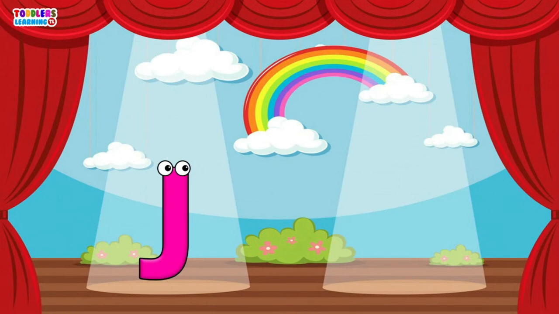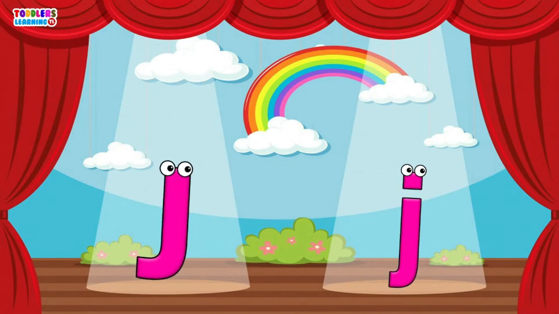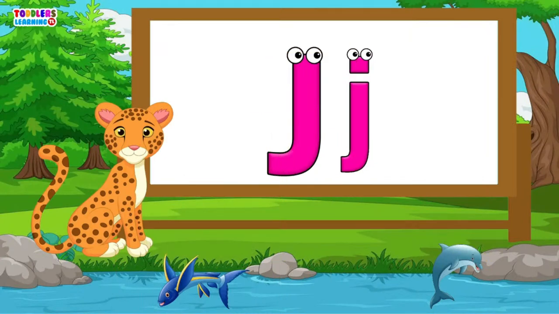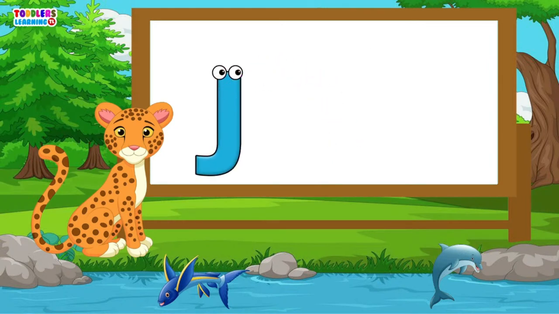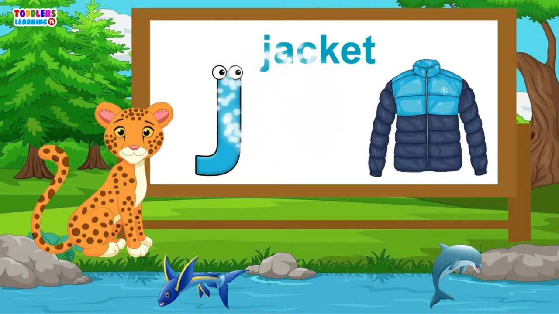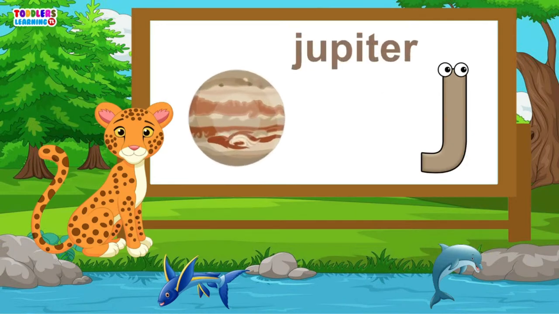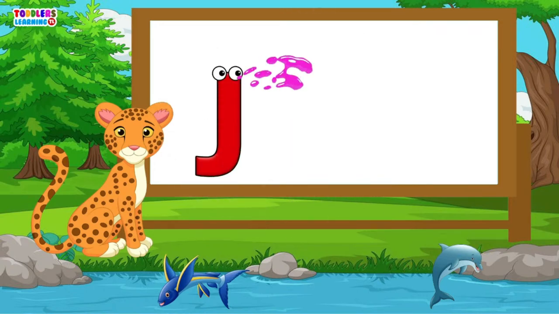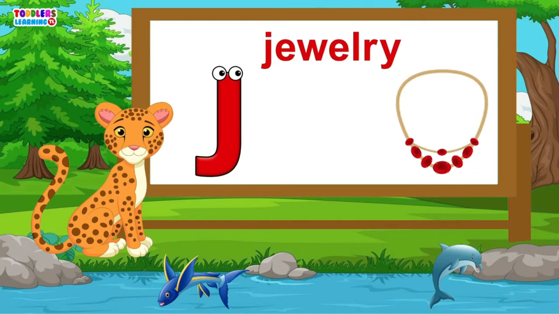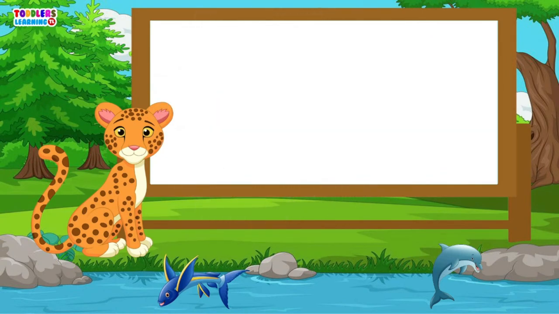This one is uppercase J. This one is lowercase J. Today we will learn different words that start with letter J. J. The sound of J is J. J for jacket. J for Jupiter. J for jewelry. J for jellyfish.